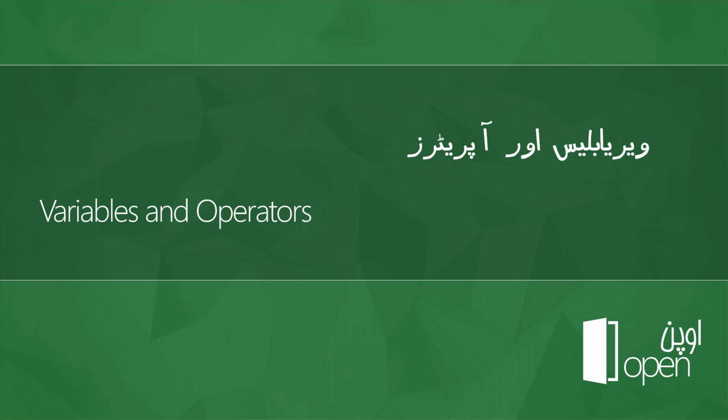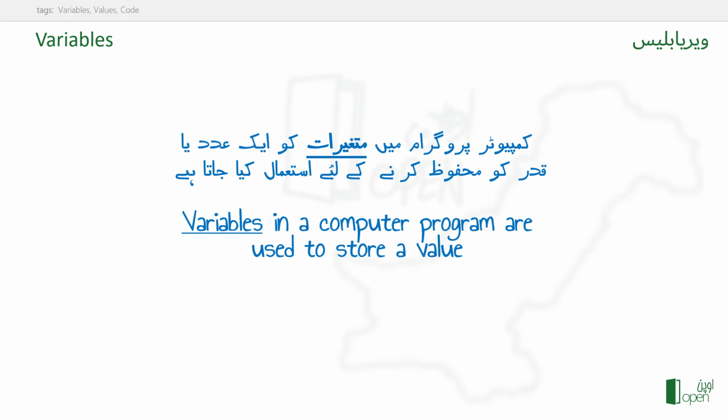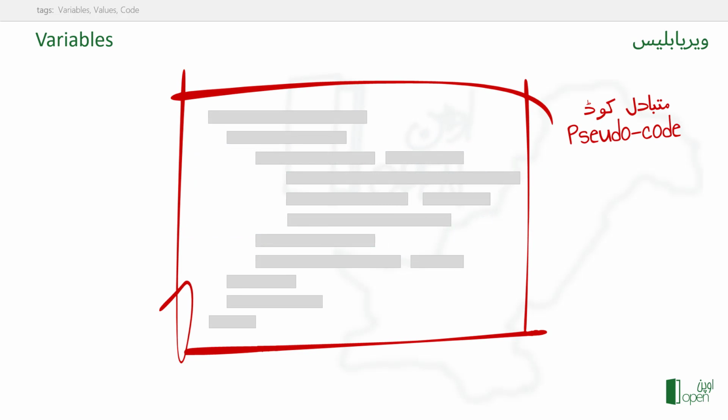Variables and operators in computer programming. In a computer program, if the programmer needs to store a value, she uses a variable. Let's look at an example using pseudocode first.